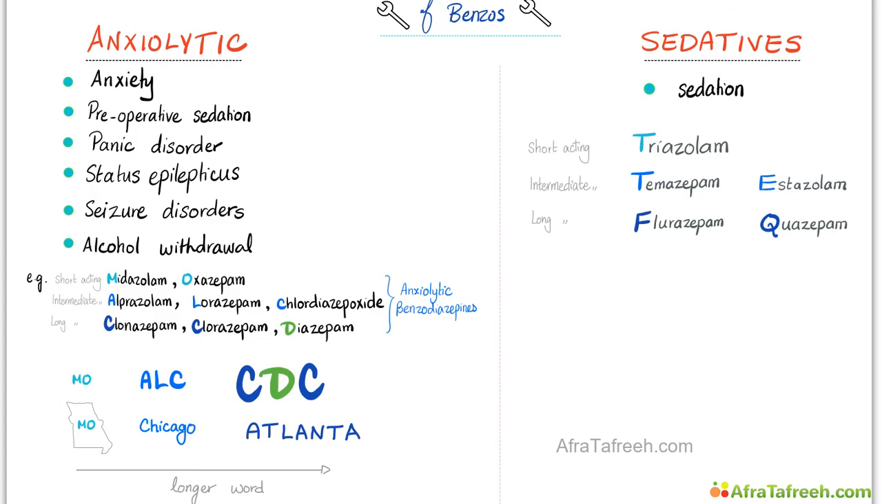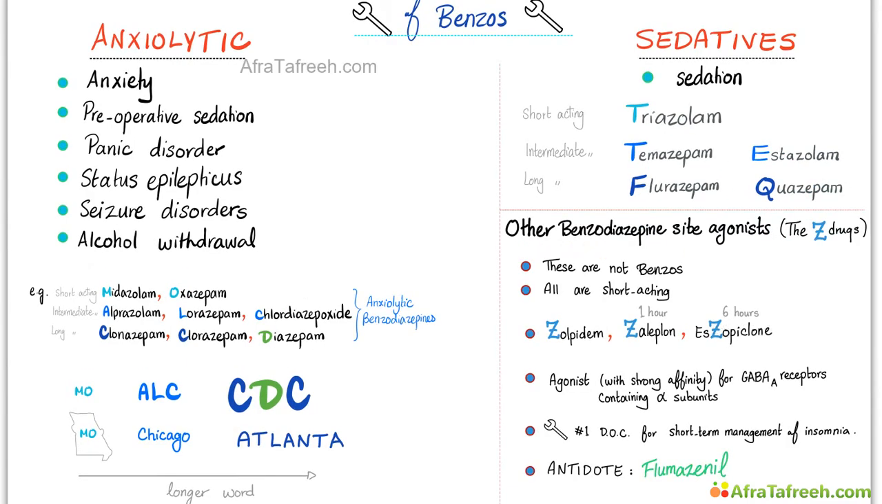Okay, how about sedation? For sedation, triazolam can help, temazepam, estazolam can help, flurazepam, and quazepam. Short-acting, intermediate-acting, long-acting. Okay, how about other benzos? Or we can call them the Z drugs or the non-benzo benzos, which is weird. Okay, these are not benzodiazepines. All of them are short-acting. What are they? Zolpidem, zaleplon, zopiclone. So they are the Z drugs.